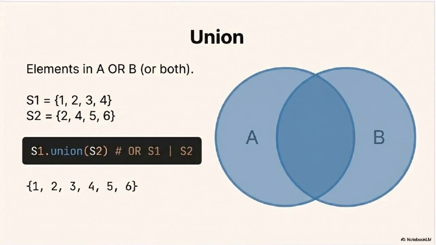You can totally use the union method, and it works great, but honestly, the pro way, the shorthand, is just using that vertical bar or pipe operator. Look at that. S1 | S2, so clean. Both get you the exact same result, one big set with all the unique numbers from both S1 and S2.